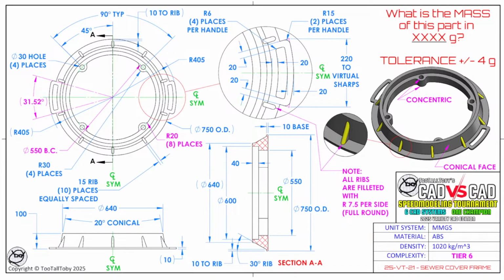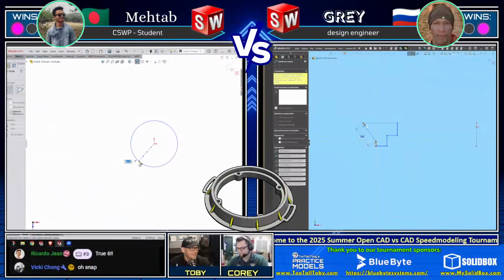What is the mass of this part in grams? And this is actually a tier 6 part. Surprise. And this one has a tolerance of ±4. It's made from ABS. It is a sewer cover frame. And we are going to flip over. And look, there is a Toby note that says all ribs are filleted with 7.5 per side, full round. How about that? I thought it was just going to be hypothetical. So here we go. Let's see how these guys approach this thing.